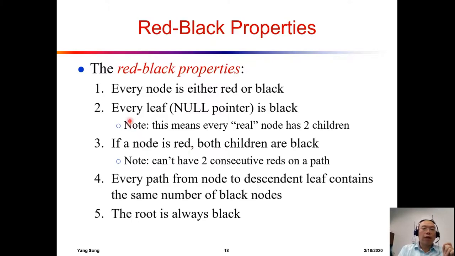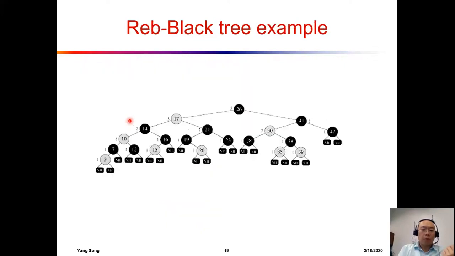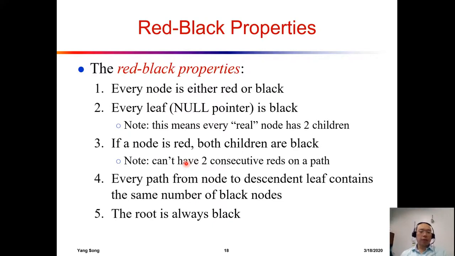So every leaf, which are all the nil pointers, is black. So this means that for all the leaves in the red-black tree definition, they are all nil pointers, and they are all black. Okay? So the next part, number three: if a node is red, then both children have to be black.